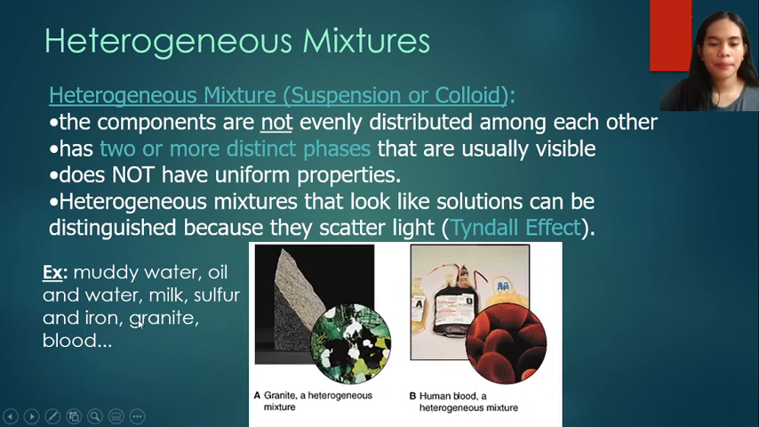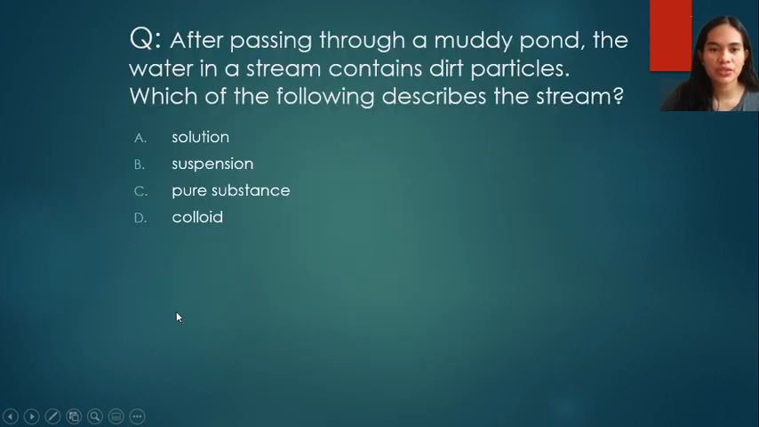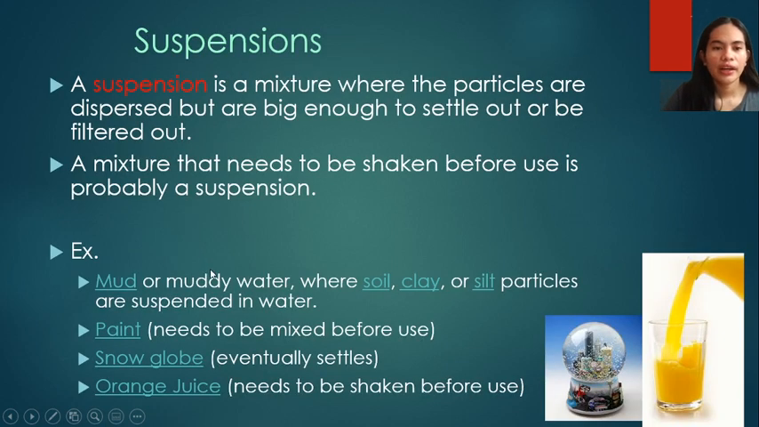So those are some examples of heterogeneous mixture. After passing through a muddy pond, the water in the stream consists of dirt particles. Which among the following describes the stream? Is it a solution, a suspension, a pure substance, or a colloid? This one is a suspension. A suspension is a mixture where the particles are dispersed, but they are big enough to settle out or to be filtered.